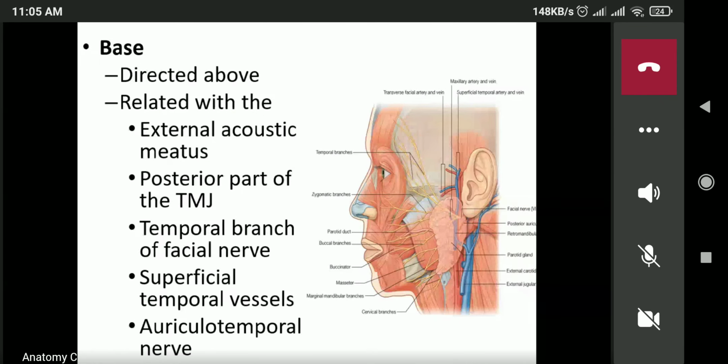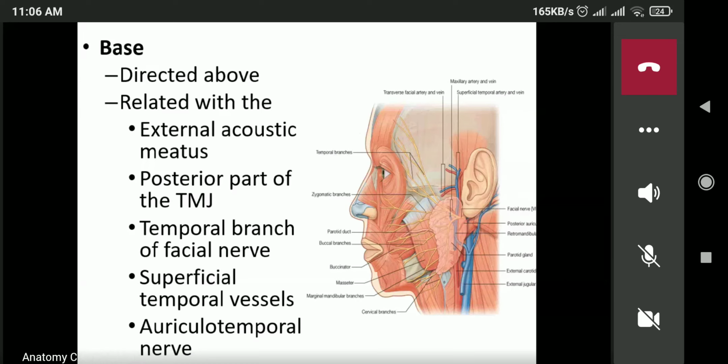Talking about the base, which is directed above, just below the external acoustic meatus, and related with the external acoustic meatus, posterior part of the temporomandibular joint, temporal branch of the facial nerve, superficial temporal vessels, arteries and the veins, and the auriculotemporal nerve. So auriculotemporal nerve is the branches from the mandibular division of the trigeminal nerve. So they are the structures in relation to the base.